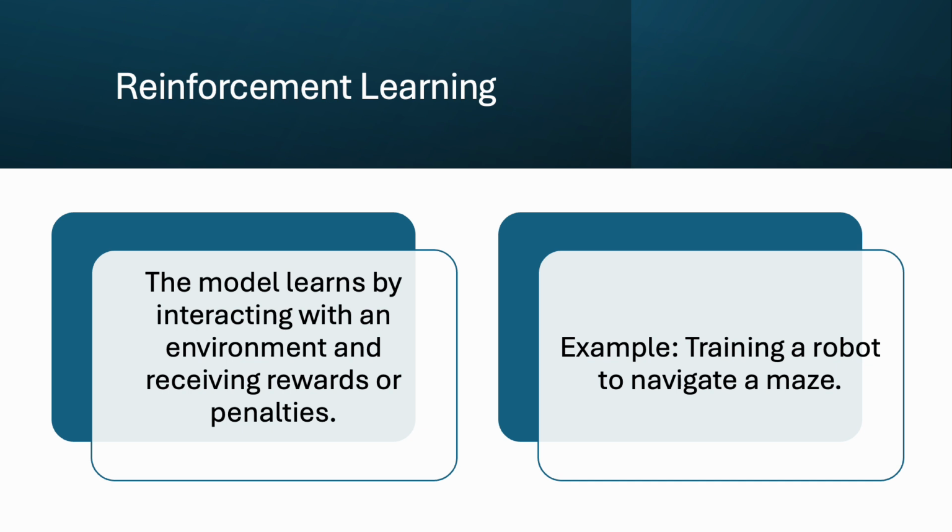Finally, we have reinforcement learning. In reinforcement learning, the model learns by interacting with an environment and receiving feedback in the form of rewards or penalties. A great example is training a robot to navigate a maze. The robot gets rewarded for moving closer to the goal and penalized for hitting walls. Over time, it learns the best path to take. This type of learning is used in gaming, robotics, and even self-driving cars.